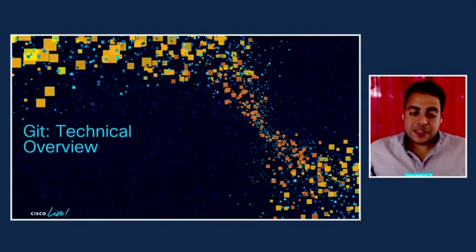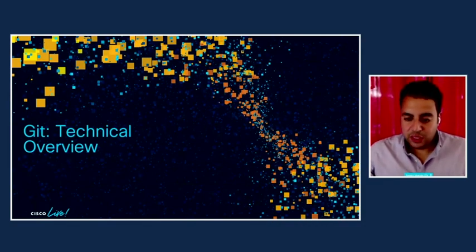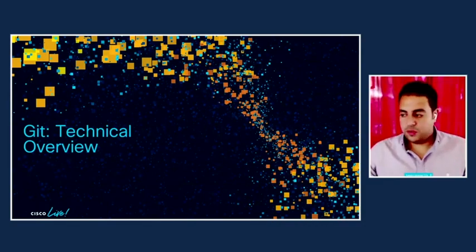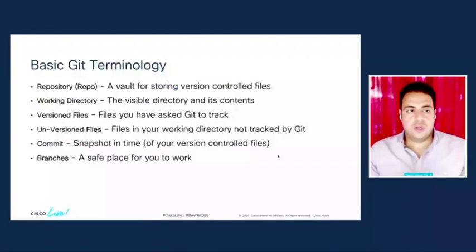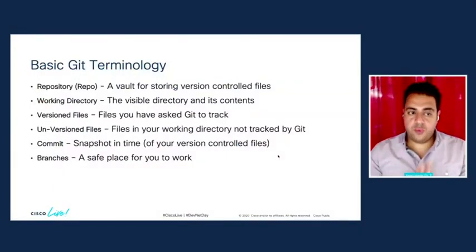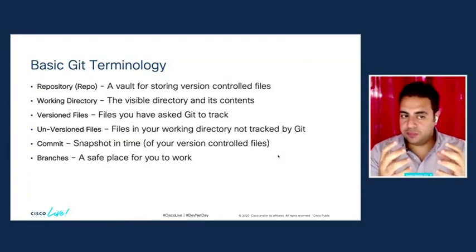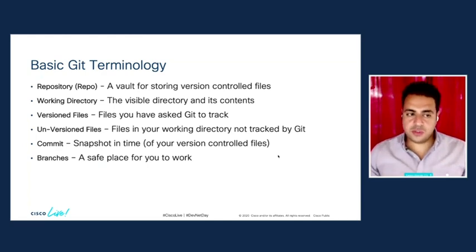All right, let's look at Git and what you need to know in order to get started with that, okay? So first of all, basic terminologies that you need to understand. Repo, or repository, is essentially the vault for storing version controlled files. Think of a repository as nothing more than a folder that you create, right? That contains all your project files, your code that you want to keep track of, versionize, and whatnot.